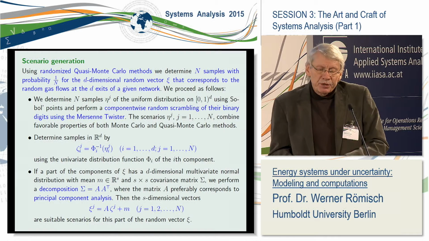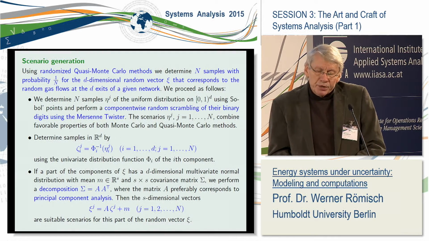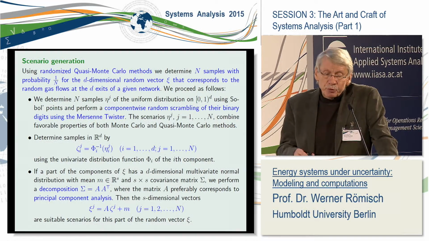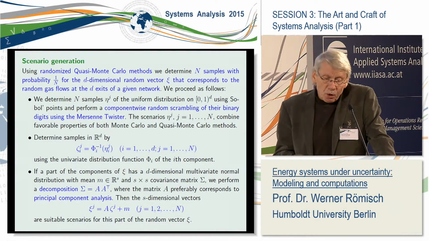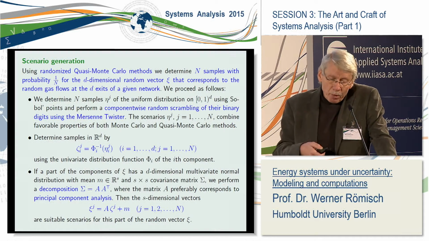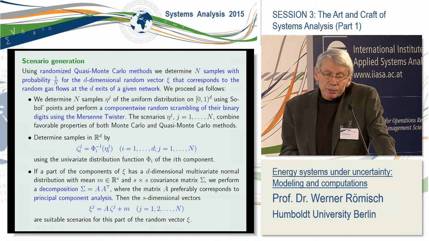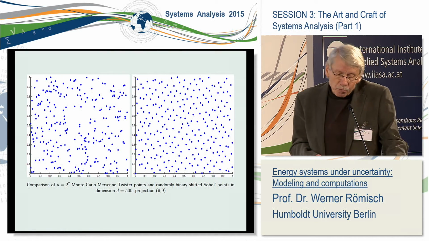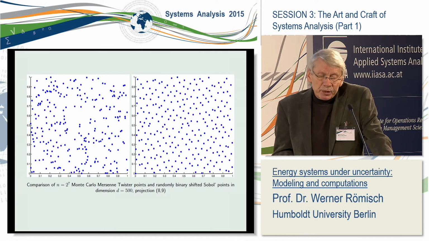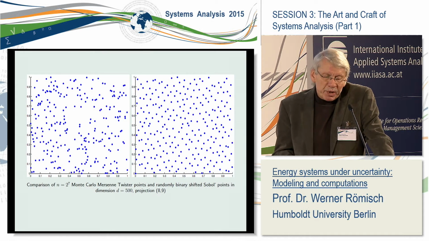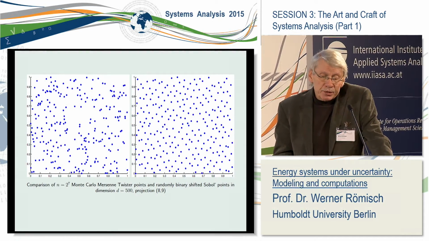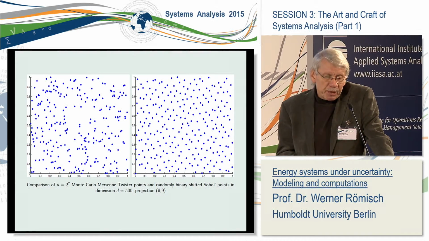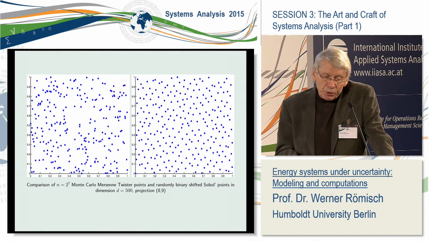And finally, in the multivariate case, we looked at decompositions of the covariance matrices, preferably based on principal component analysis, and performed the standard way of transforming everything to the uniform situation in the multidimensional case. Here is a picture for 128 Monte Carlo samples generated via possibly the best pseudo-random number generator nowadays, the Mersenne twister, in comparison with the scrambled Sobol point set. So you see that's much better than the Monte Carlo set on the left.